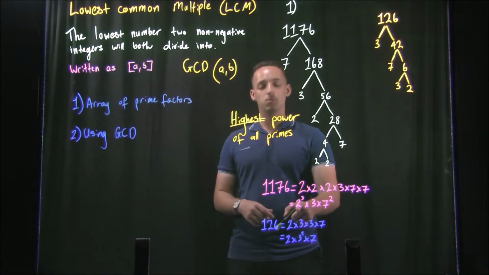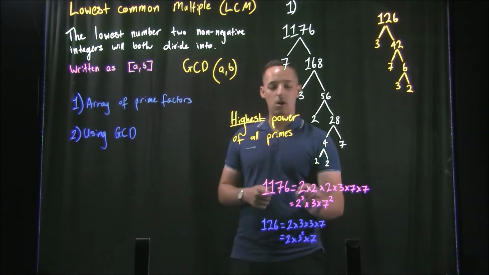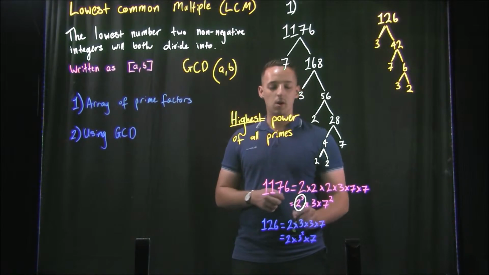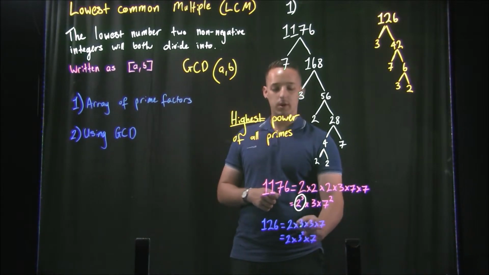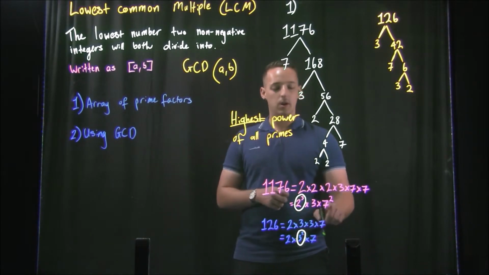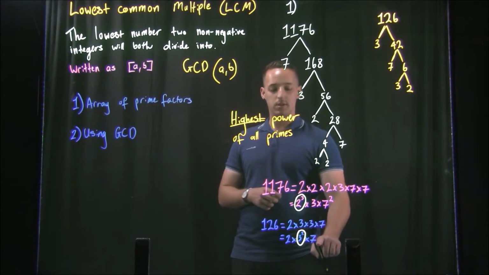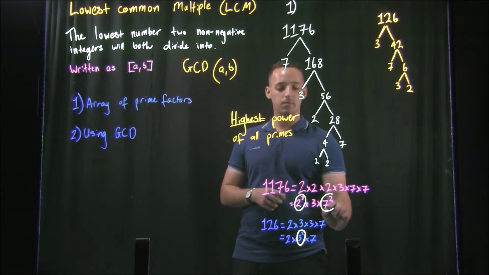I have 2 cubed or 2. So I'm going to take the highest of those 2. I then have 3 or 3 squared. So I take this one. And then I have 7 squared or 7. So I'll take 7 squared.